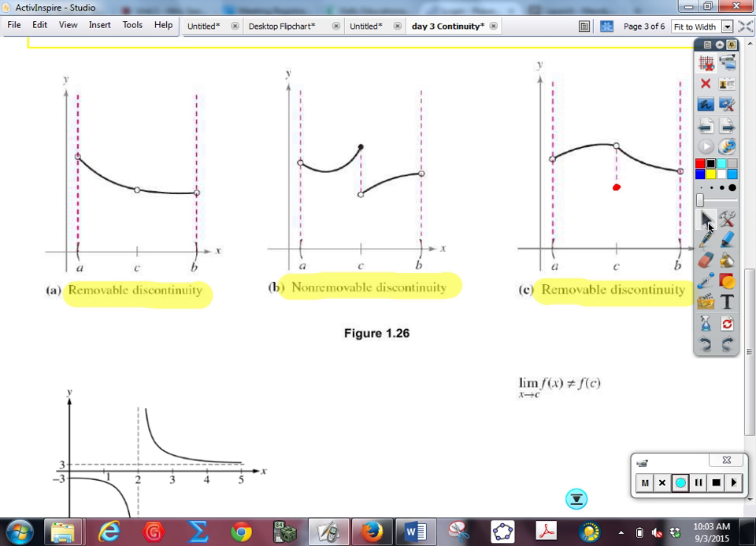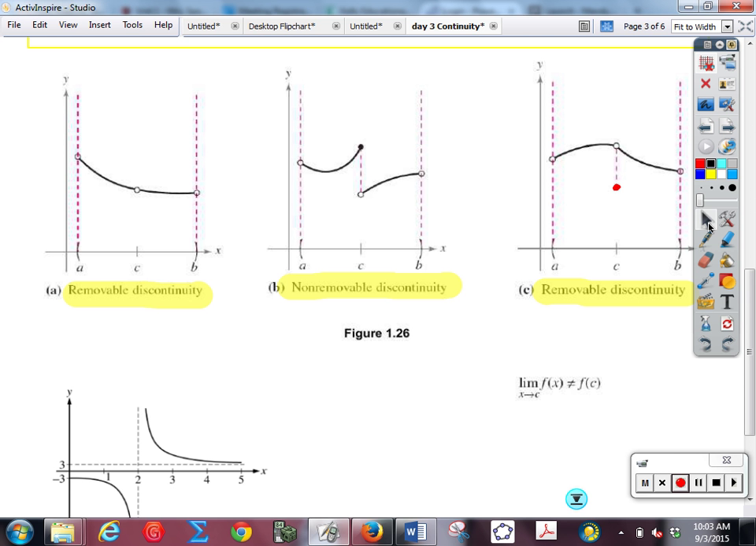So to decide if it's removable or not, you just look at it. If you could either redefine the function value at C or define it at C, like this one, if I define the function value at C to be that point and it filled in the hole, then the function would be continuous. So this one is a removable discontinuity because all I need to do is assign that value, because we didn't have one. This one, no matter what you make f of C be, no matter what y coordinate you try, these will never match up. So this one is non-removable.